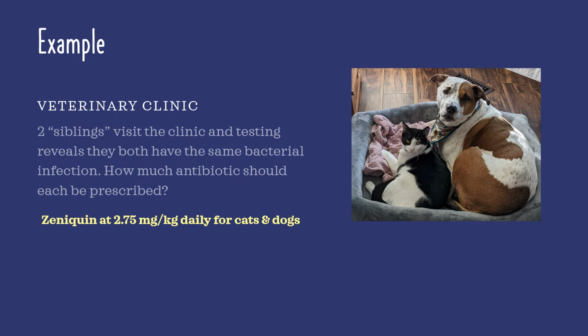For the sake of this example, we're going to use this real-life veterinary prescription called Zenequin, which is an antibiotic that's used to treat both cats and dogs. And here is the dosage for cats and dogs based on their weight in kilograms. However, Kyle, the cat, and Booker, the dog, have weights that have been recorded in pounds. Pounds is not a metric unit, so what should we do?